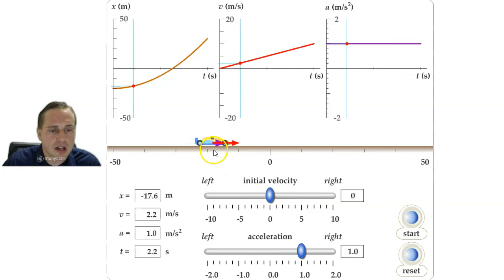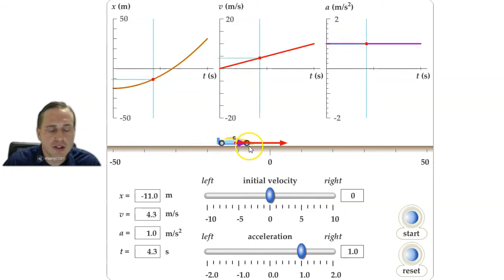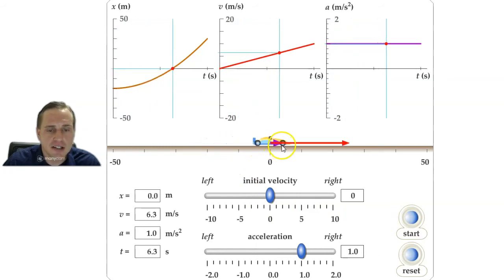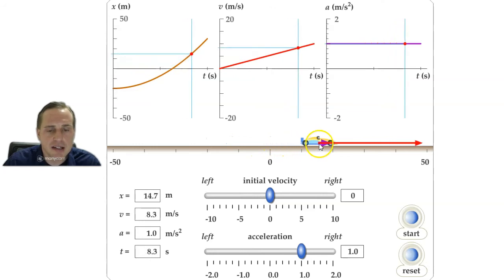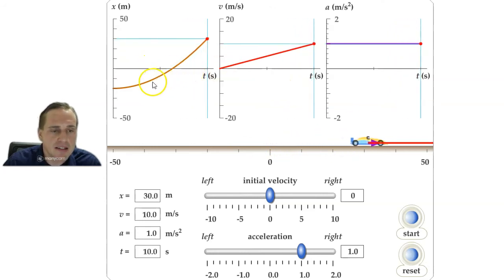Notice that over time, the car goes faster and faster because it has a constant acceleration and its velocity is increasing. That is to say, we know the derivative of x with respect to t is v, and we know the derivative of v with respect to t is a. And we know the definite integral of a with respect to t is v, and the definite integral of v with respect to t is x.